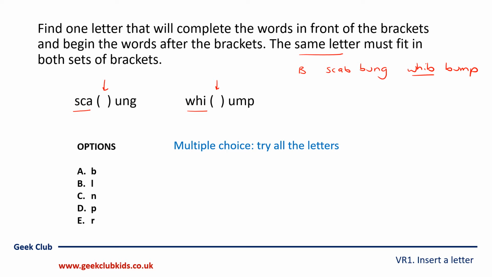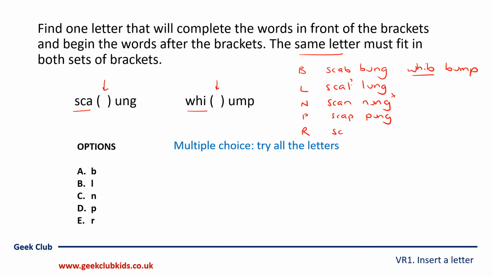So let's try the next option, which is an L. If we use an L, we'd get scowl and lung. Is scowl a word? No, it's not. So we don't need to carry on with that one. It's not the answer. We'll try the N next. Scan and nung. Nung, not a word, so N can't be the correct option. Scap and pung, if we try option D, but neither of those are words, so let's try the last one.